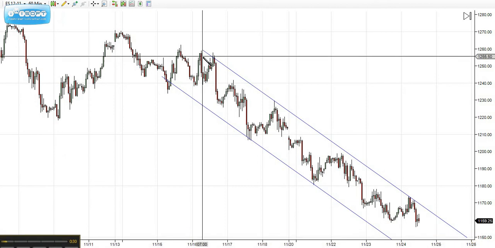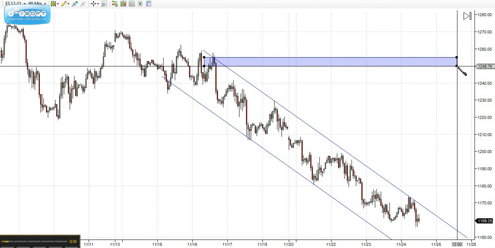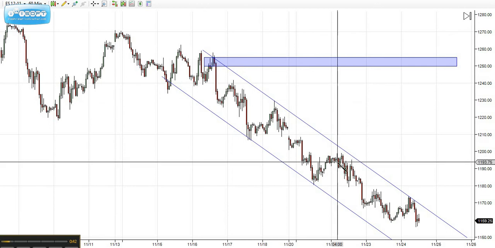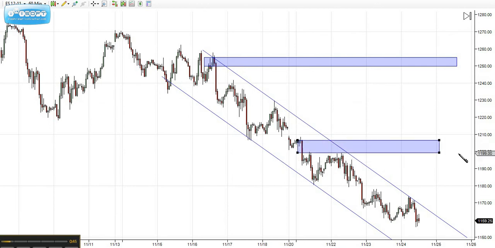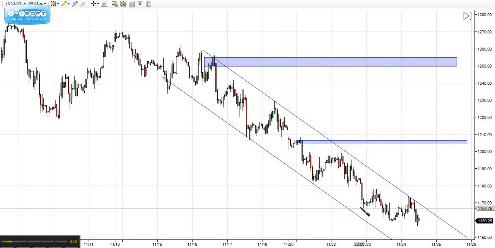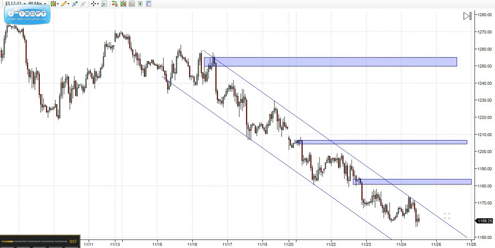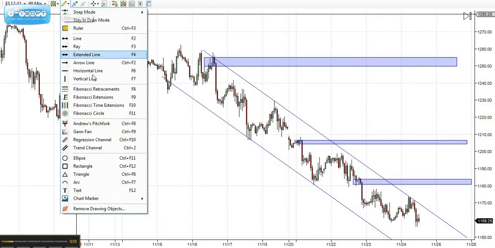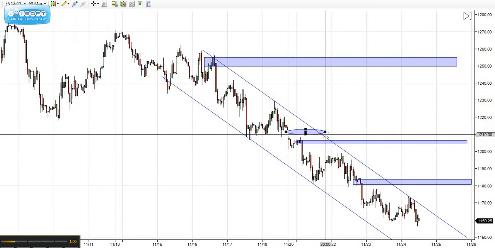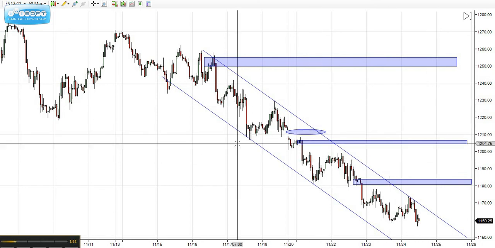And since the trend is down, I'm going to look at supply zones. We got one here. Let's see. We have another one here. Got another one here. Also mark, there's a gap that hasn't been filled, so that has to be something to look at.